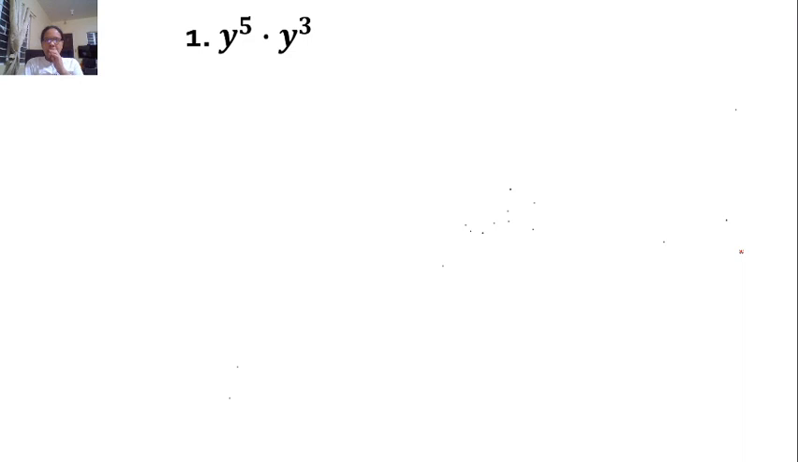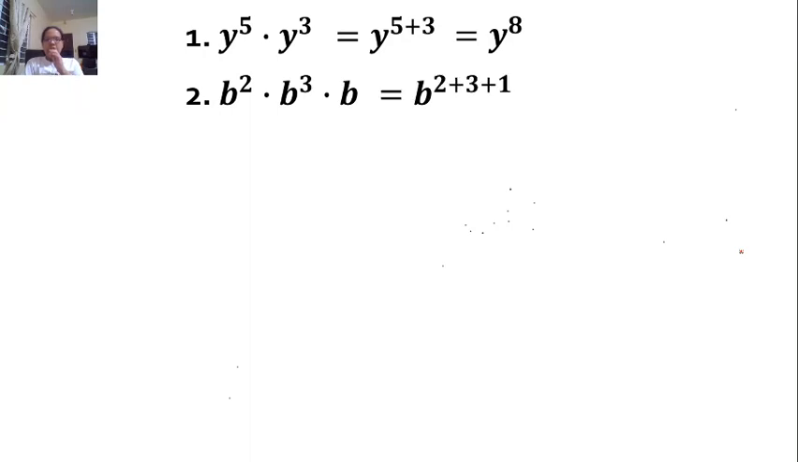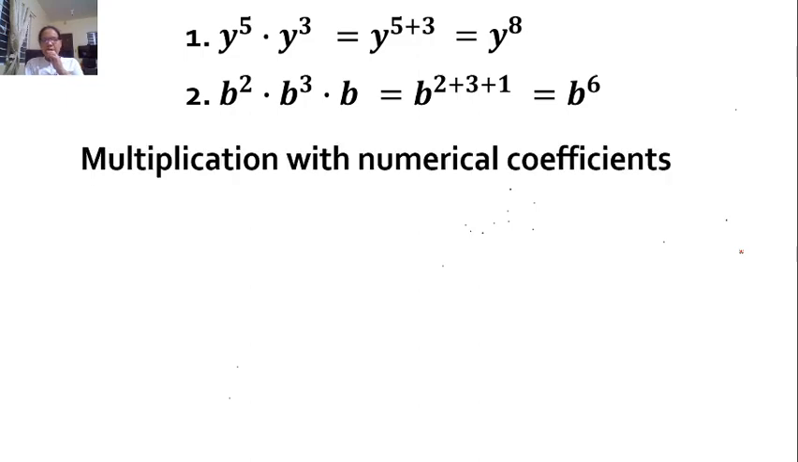So if we try to apply that, y to the fifth times y cubed is equal to y raised to 5 plus 3, and 5 plus 3 is 8. b squared times b cubed times b, that's b raised to 2 plus 3 plus 1, which is b to the sixth. Now, how do we multiply if there are numerical coefficients?